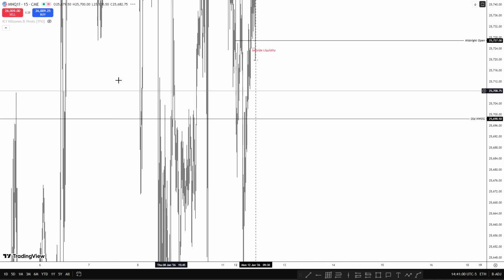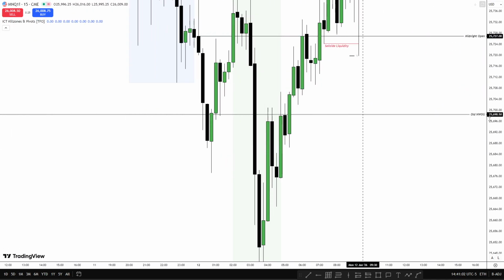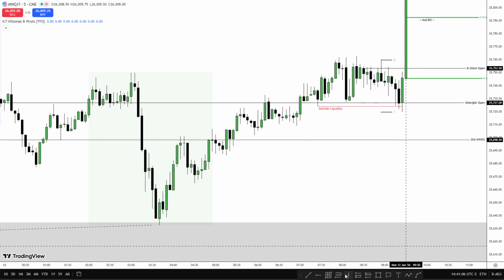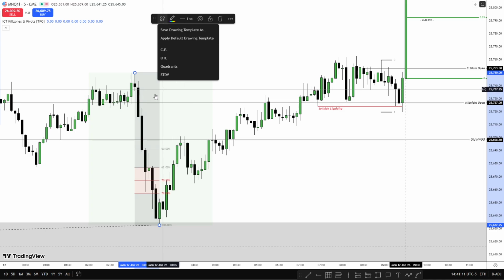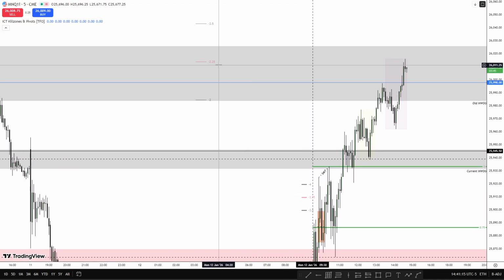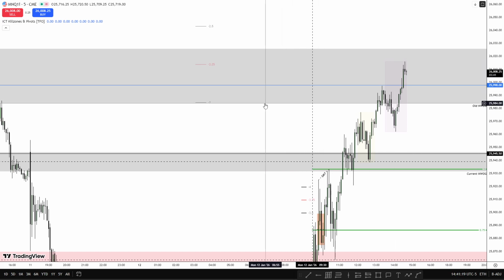Wait, I will try something. ICT kill zones, I want to see that. This is our London manipulation. If we measure the manipulation right here, standard deviation, yeah, you can see how price is operating around this level.